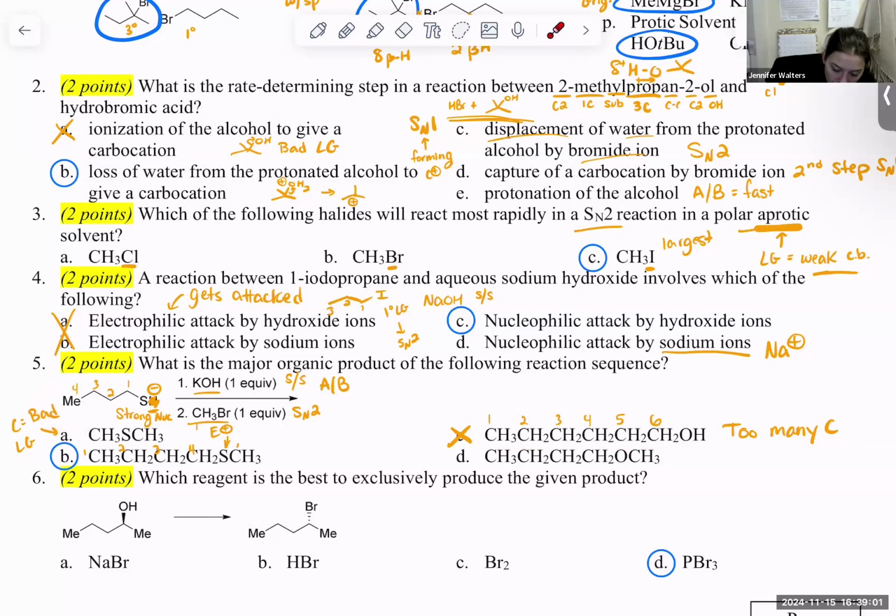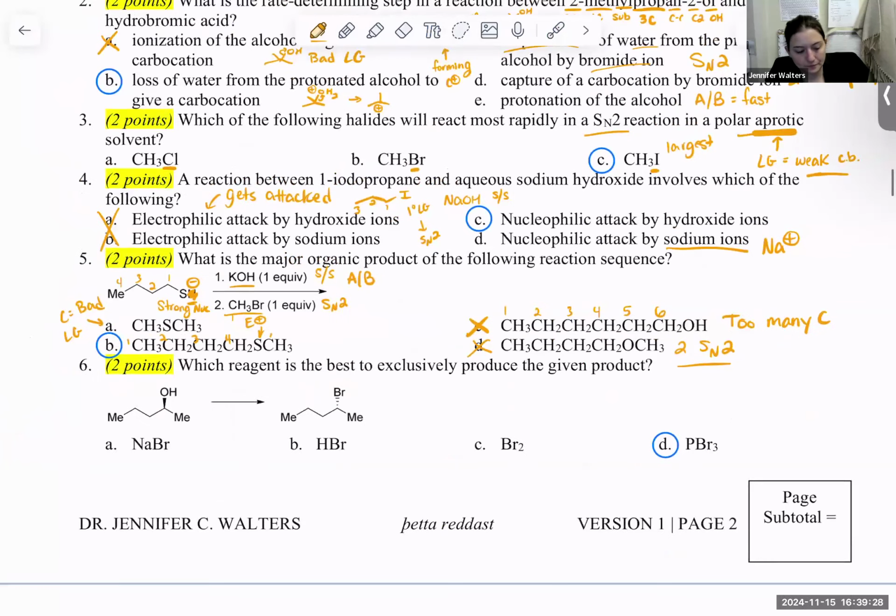For D, this is essentially the equivalent of B, except with oxygen. This would have been assuming that you did 2 SN2 reactions. But the problem is that first step, that sulfur was a bad leaving group. Just like how hydroxide is a bad leaving group, sulfide's a bad leaving group. So we're not doing SN2 twice. We're doing acid-base chemistry and then SN2. Any questions about number 5?